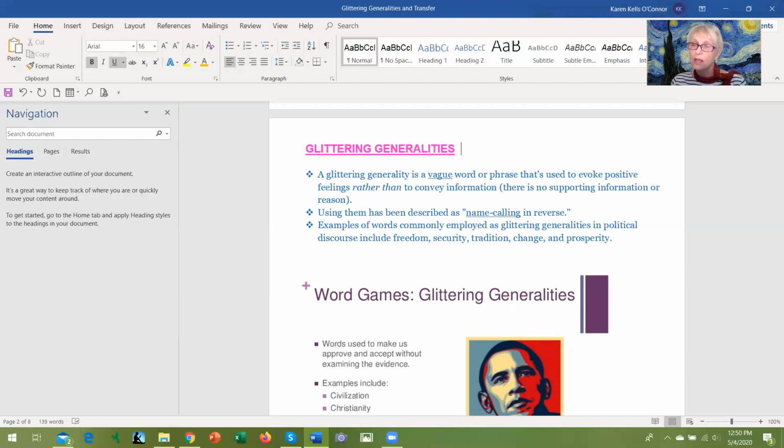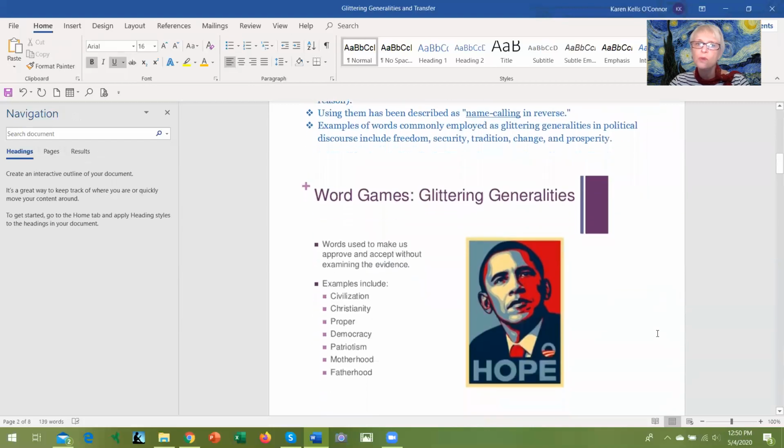Using glittering generalities has been said to be like name calling, but in reverse. Examples of words commonly employed as glittering generalities in political ads would be things like freedom, security, tradition, change, prosperity. That would be in political ads, but you see glittering generalities in all kinds of ads for products. So here's one where it is being used in a political ad.